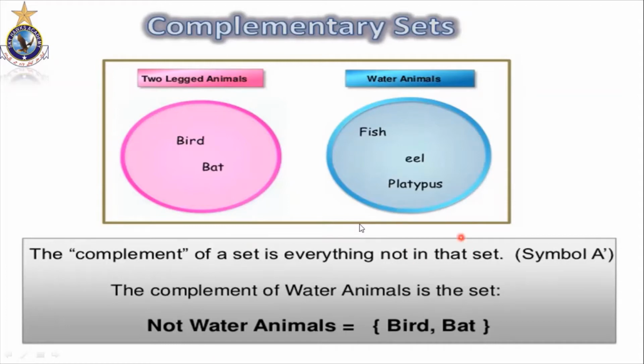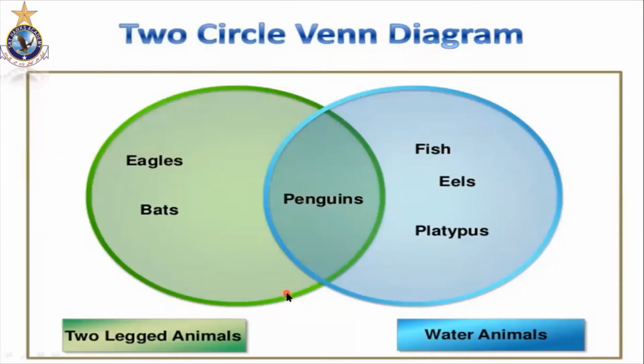If we are looking for the complement of this one, it is A prime or A complement or whatsoever. There are so many different notations for the complementary set. That is, minus each and everything: minus that set will be the complement. Now let's see the two circle Venn diagrams.